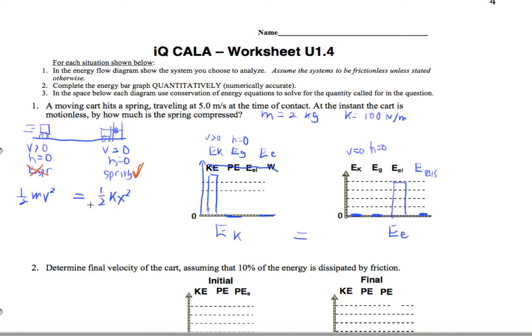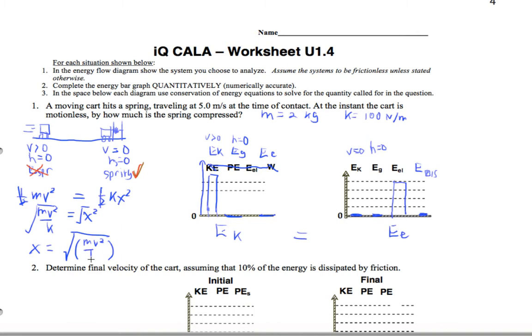Now I'm going to do something a little bit unusual. I can cancel the 1/2 on both sides. And I'm going to divide both sides by the letter k to isolate x squared. And now I'm going to take the square root of both sides. And so for me to get the compression length, I need to take the square root of this whole quantity. So a little bit of algebra there for you.